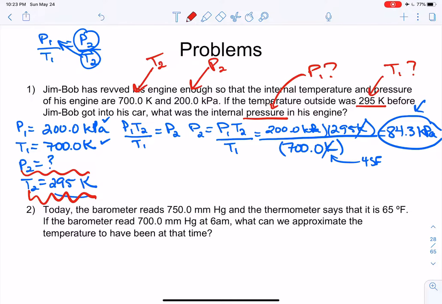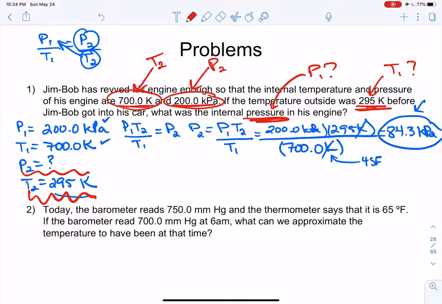So most of us will go ahead and put these two first because they're first in the question. But if you're thinking he started out here and here, so we should call that P1 and T1, yeah, you guys can do it that way too. You just want to keep the sets that are together. What I mean is that at 700 Kelvin, you have a pressure of 200 kilopascal. So those two numbers need to be T1 and P1 or T2 and P2. You need to keep the set together.